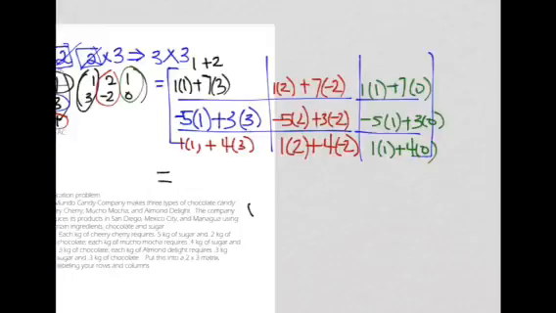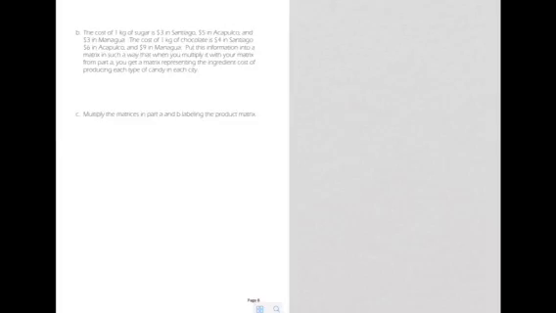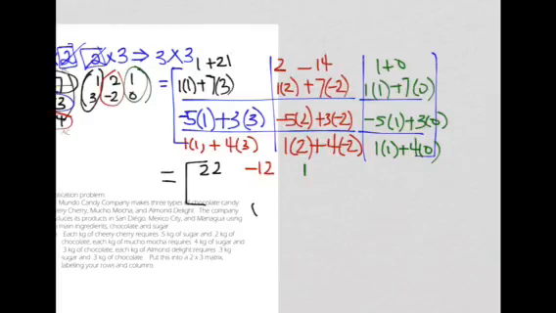This is 1 plus 21. So that's 22. I really don't need that bar there. Matrices don't really have those. And then this is 2 minus 14. That's negative 12. This is 1 plus 0, that's 1. This is negative 5. Negative 5 plus 9, I don't have the space, it's just 4. Negative 10 minus 6 is negative 16. And then negative 5 plus 0 is negative 5.